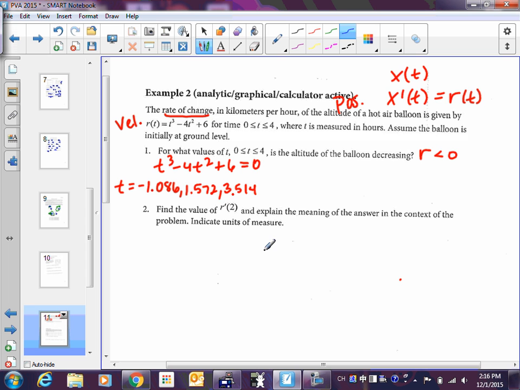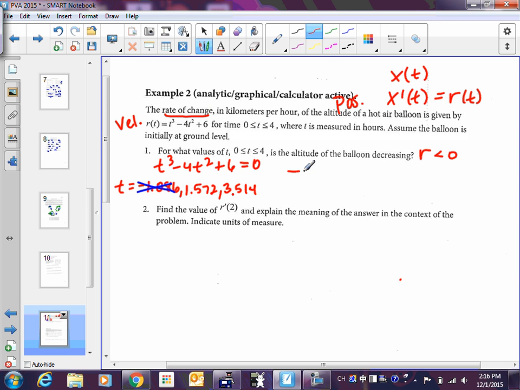So what do you guys think? Which time makes no sense? The negative one. So we didn't even have to write that down. If I had a time that was greater than 4, I wouldn't include it either. So I only want to include the times between 0 and 4. So these are the places where the rate of change is 0, where the balloon is either increasing or decreasing, like changing from increasing to decreasing.